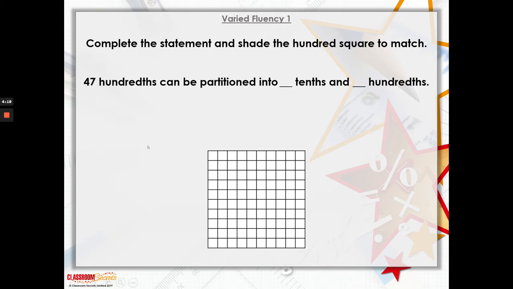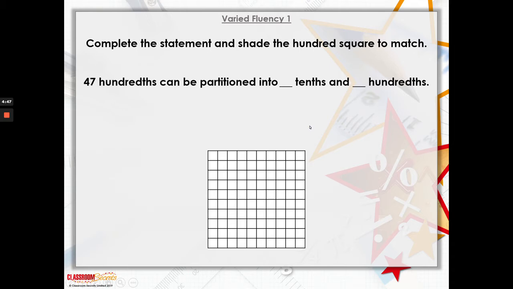So, here it says we have 47 hundredths, okay? And that can be partitioned into, well, how many tenths and how many hundredths? If I have 47 hundredths, how can I partition that to work out how many tenths I have and how many hundredths I have? We're going to go through this first one together because a lot of you are probably really confused. Well, how do I work out tenths and hundredths? This is our first time doing it.